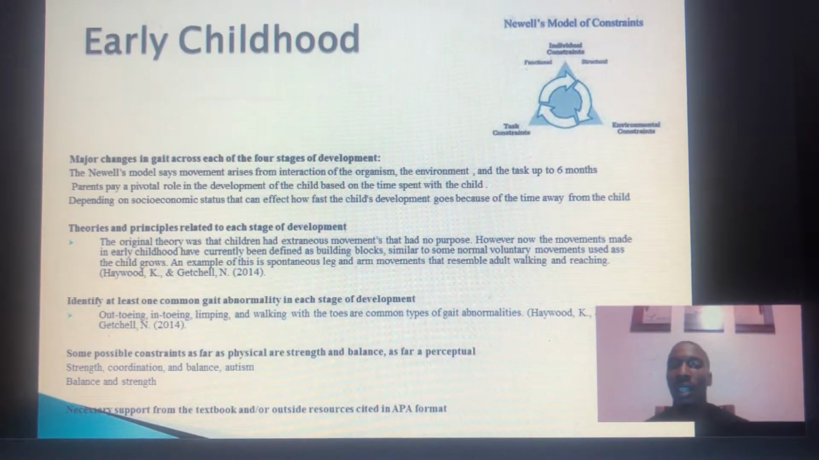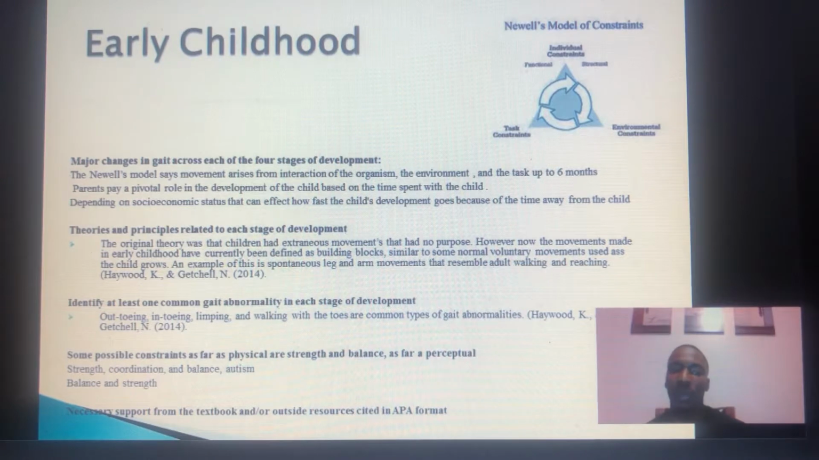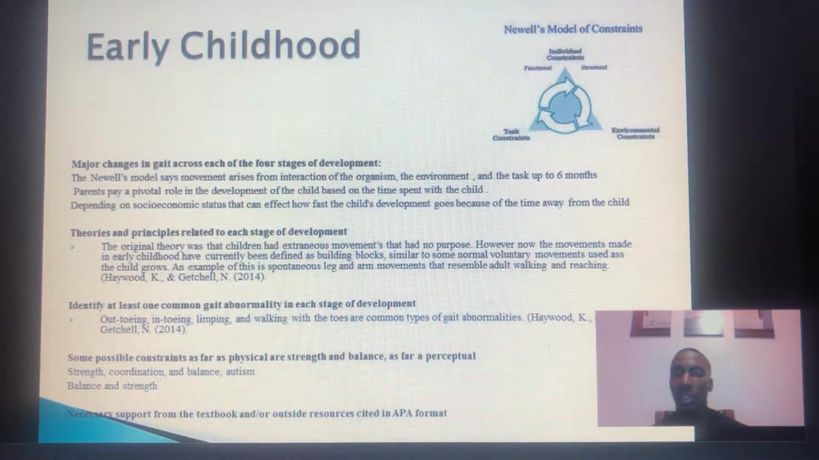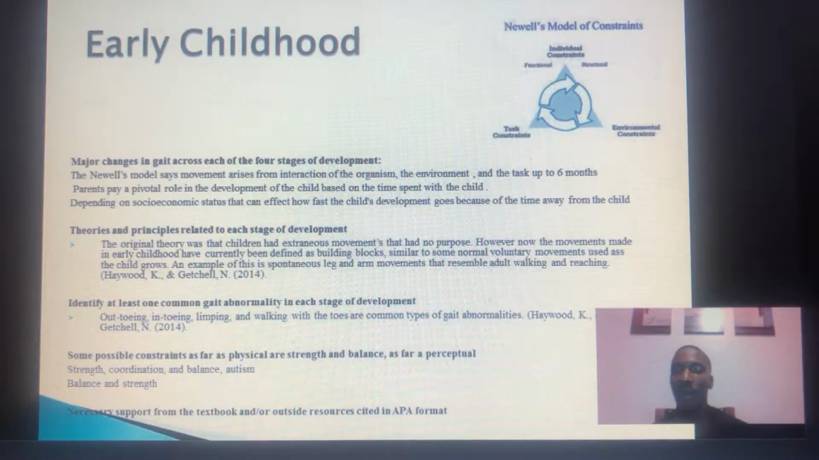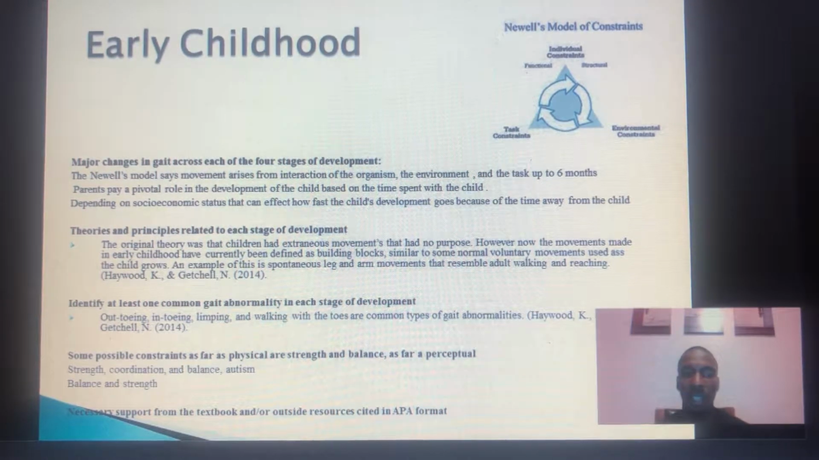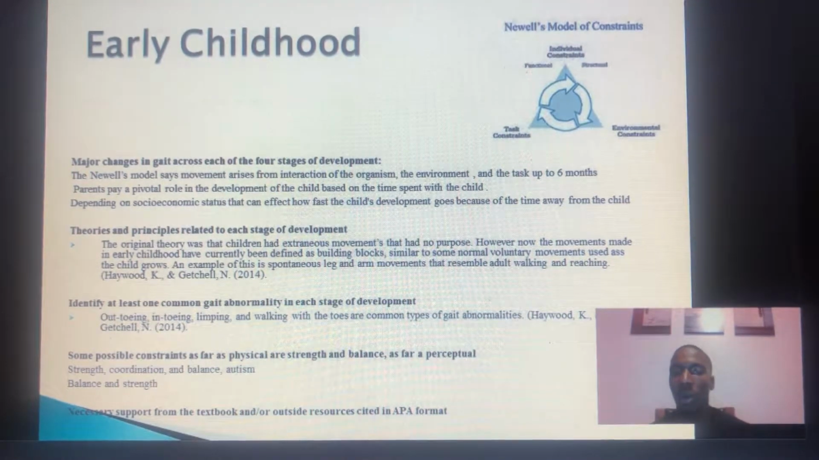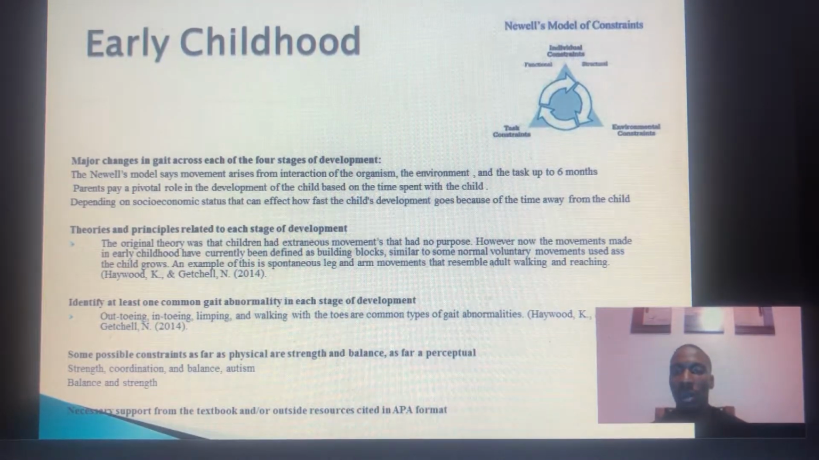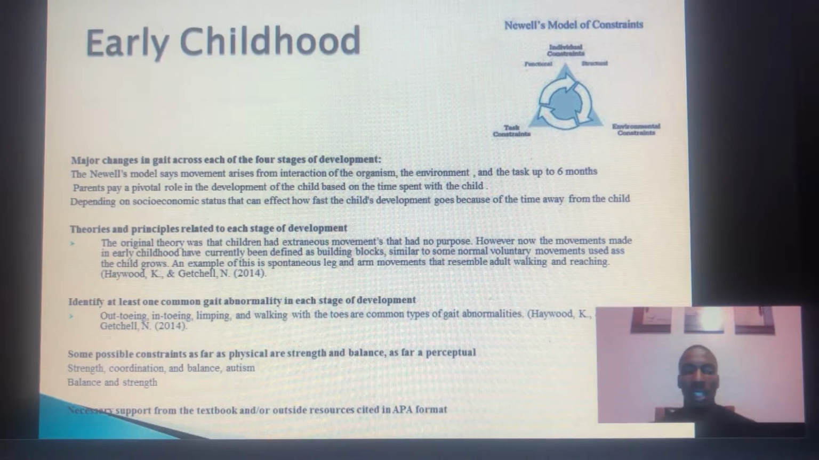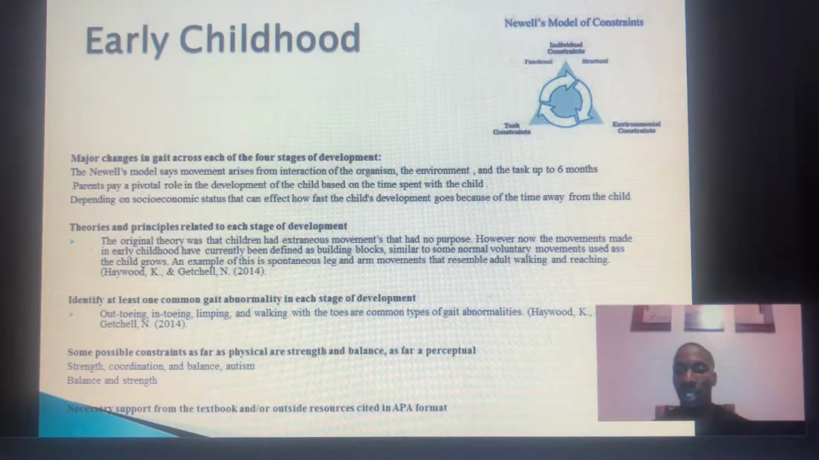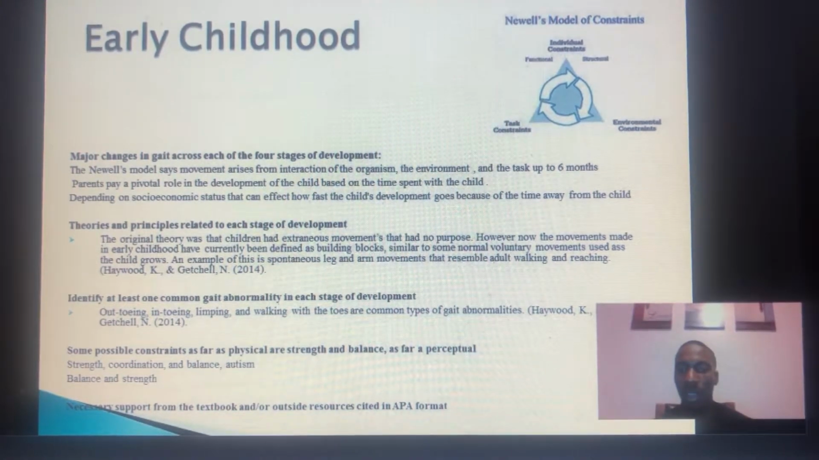Identify at least one common gait abnormality in the stage of development. A couple of them are out-toeing, in-toeing, limping, and walking with the toes, which are common types of gait abnormalities for early childhood, according to Hayward and Getchell. Some possible constraints are physical, such as strength or balance, as well as perceptual. The strength, coordination, balance, and some situations that include autism can also affect the gait.